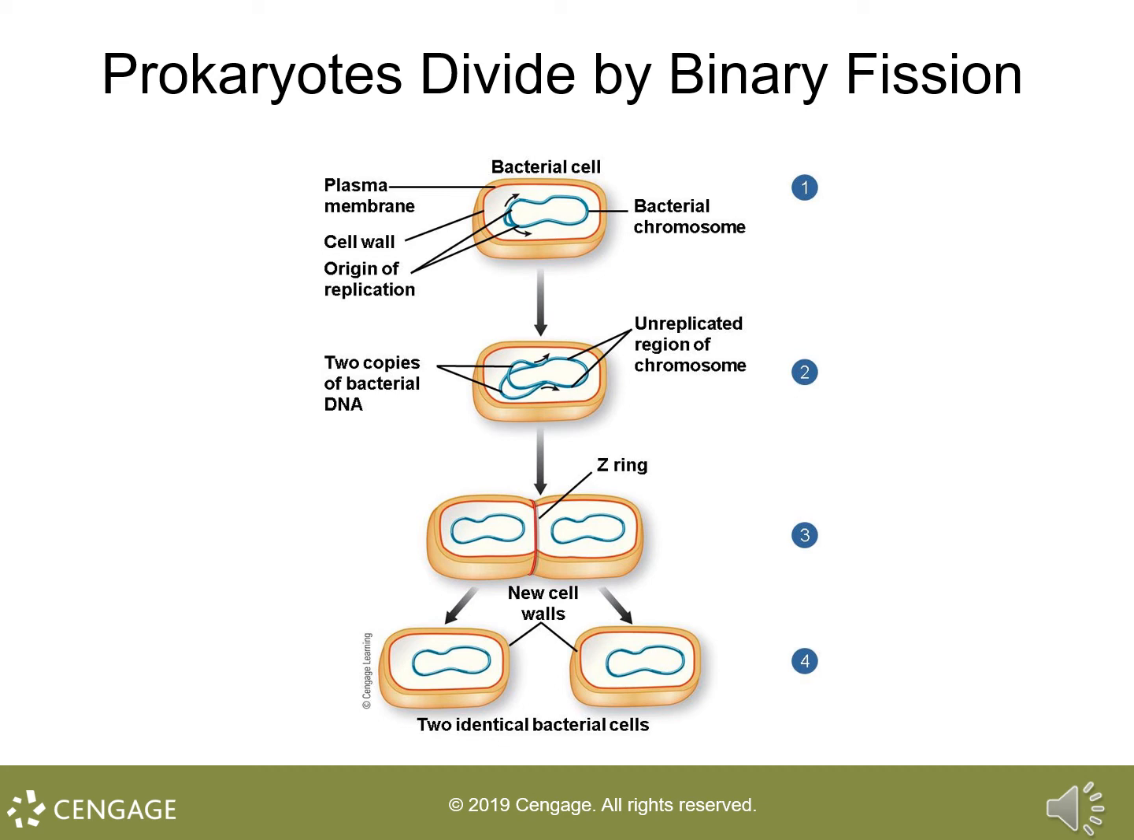With that circular DNA, just one big old ring of DNA, we don't need to worry about making sure that one of each chromosome gets into each cell. There's going to be two circles of DNA at the end of their replication, and so we need to put one circle in each of those two cells.